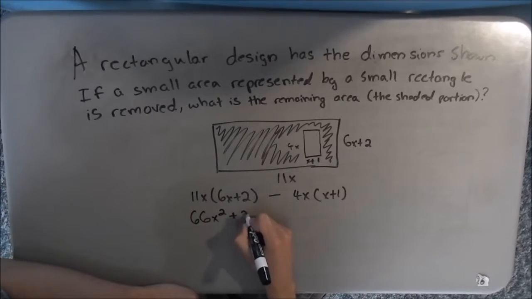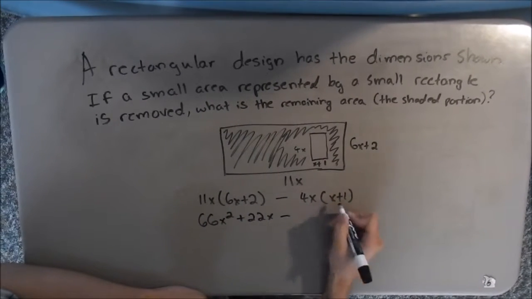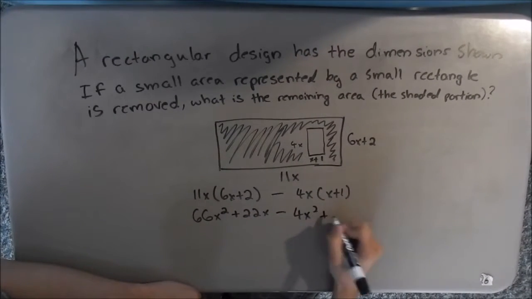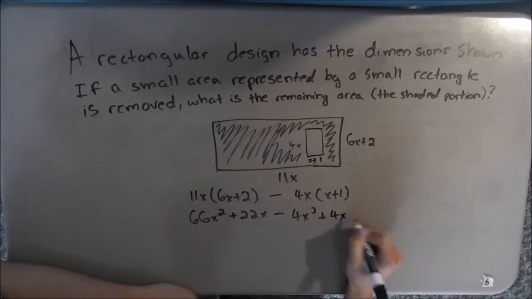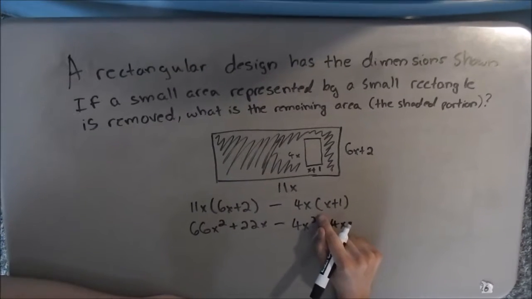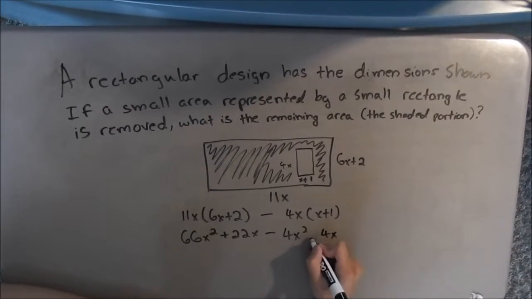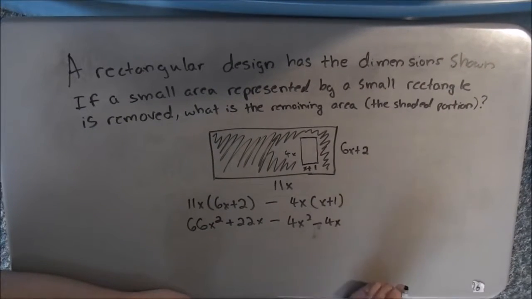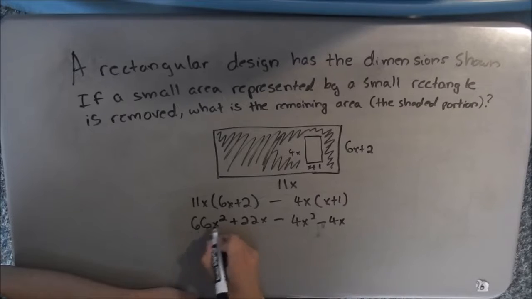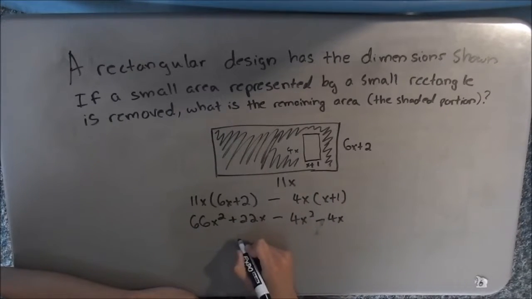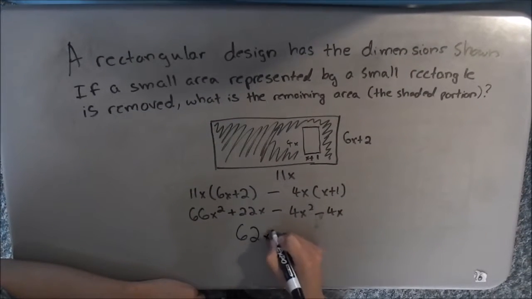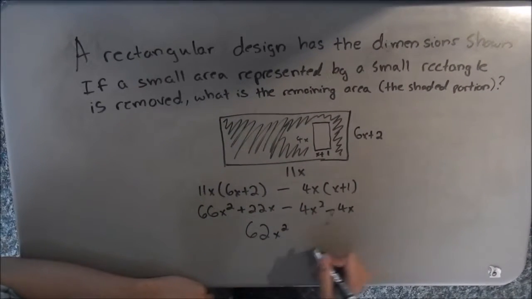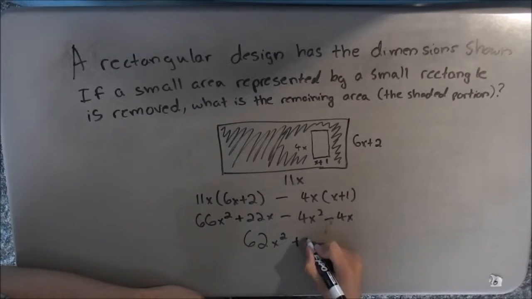66x squared plus 22x minus, I'll distribute the 4x on this side. 4x squared plus 4x. Oh wait, this is a subtraction, so my bad. And then we solve. We combine like terms. So 66x squared minus 4x squared is 62x squared. And then 22x minus 4x is 18x.